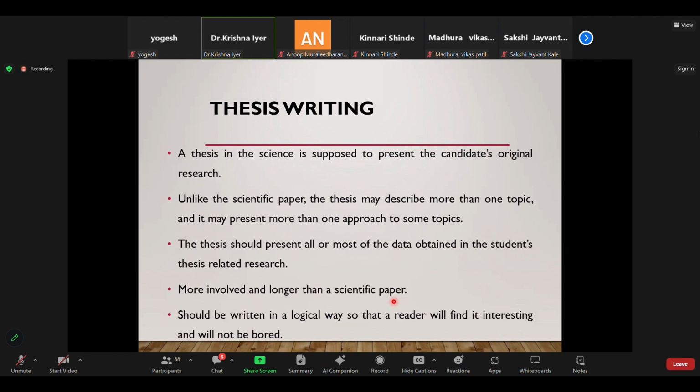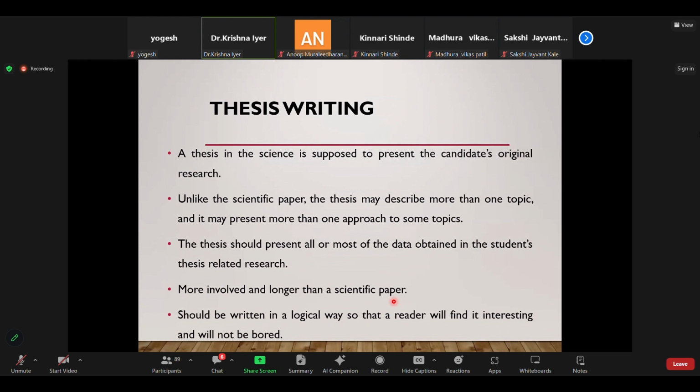Thesis writing is very different in that unlike a scientific paper, your thesis may describe more than one topic. It may actually have separate chapters which might be part of the overall thesis. And the difference between a research paper and a thesis is that in a research paper, you are many times constrained by the space requirements of a paper. In a thesis, that is not a constraint.